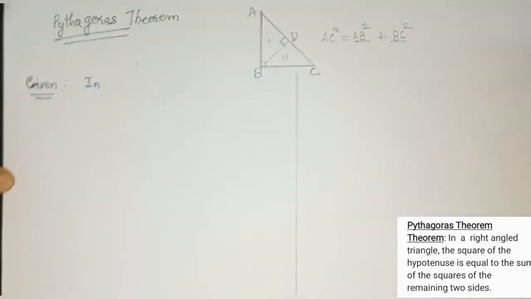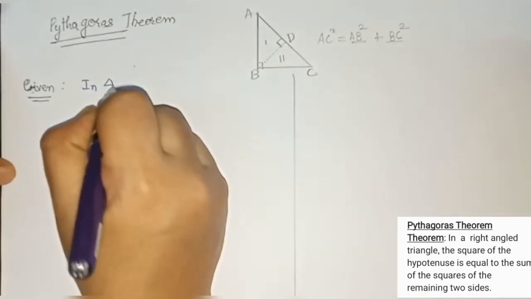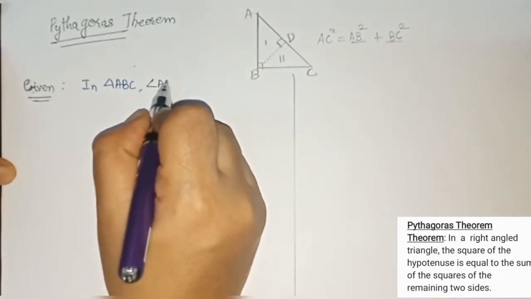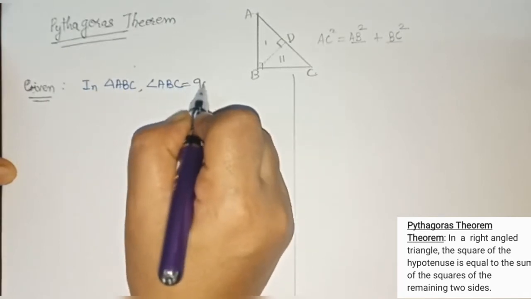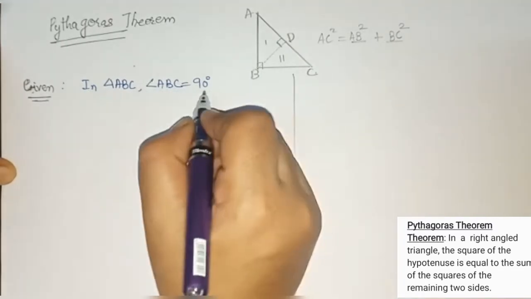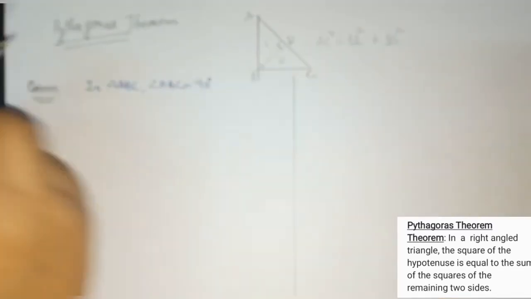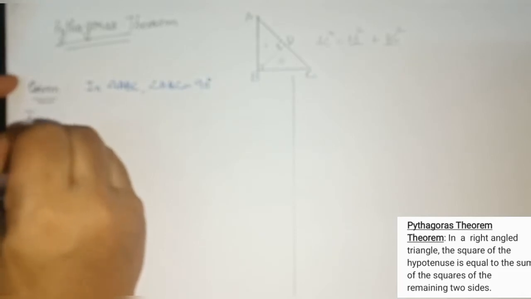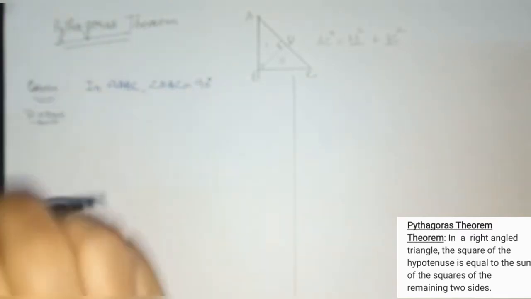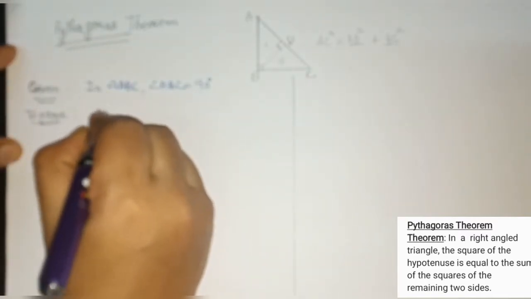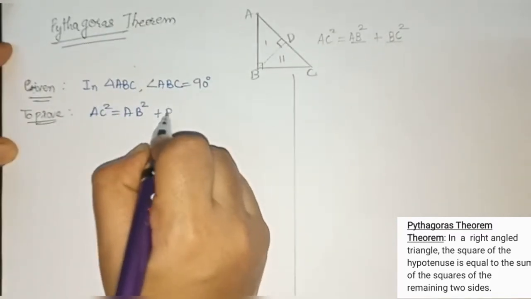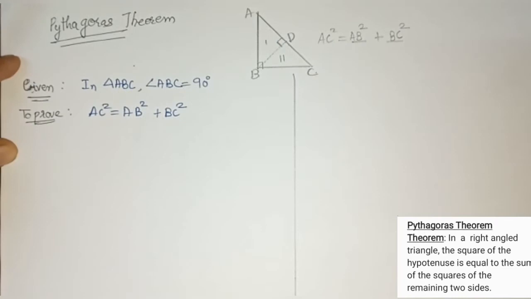in triangle ABC, angle ABC is equal to 90 degrees. This is given to us, and what we have to prove? We have to prove that AC square is equal to AB square plus BC square. This is the thing that we have to prove.